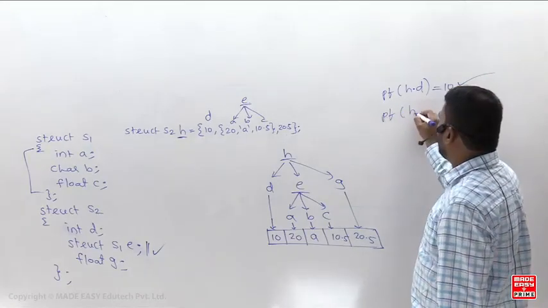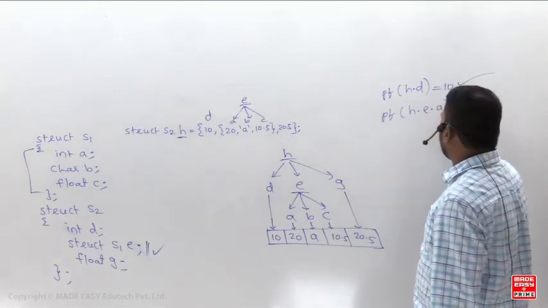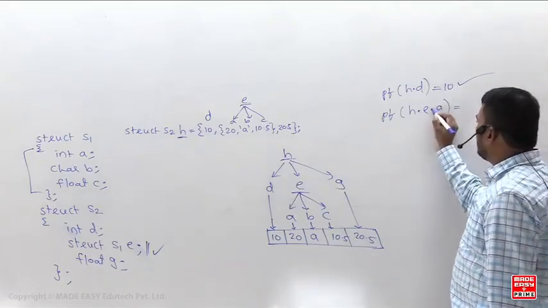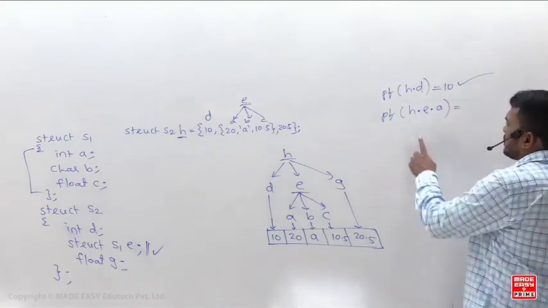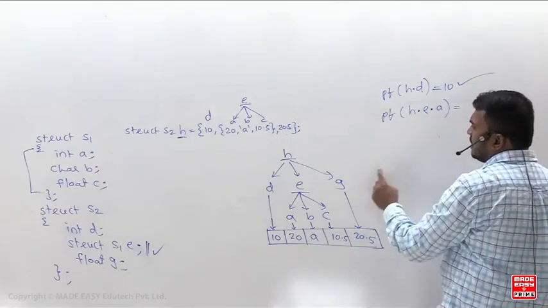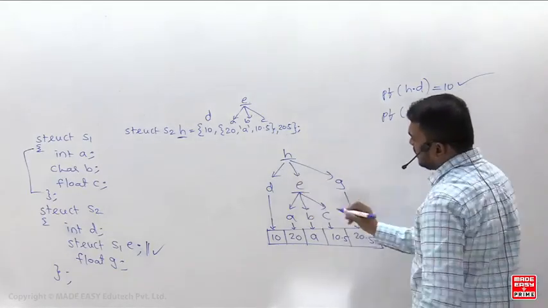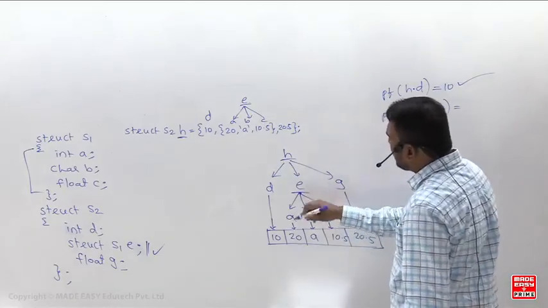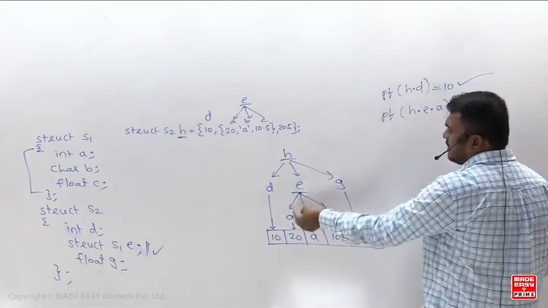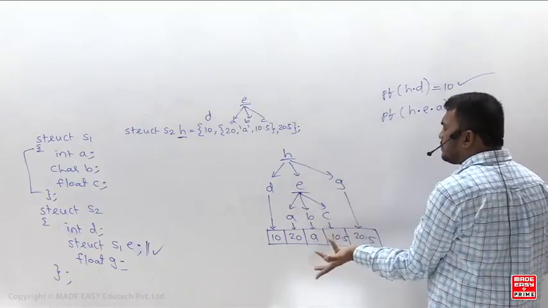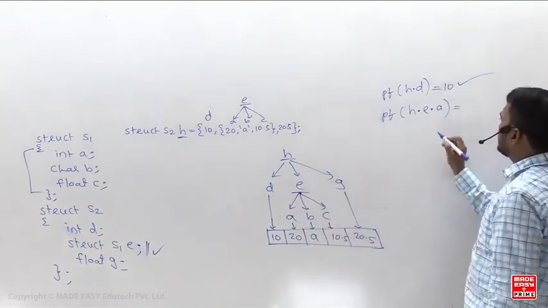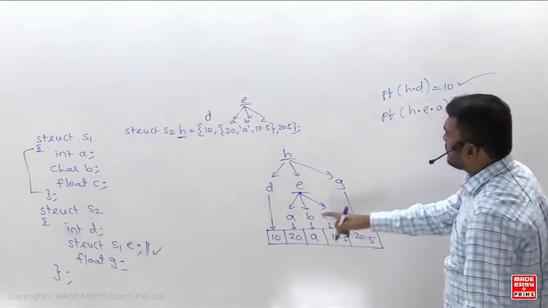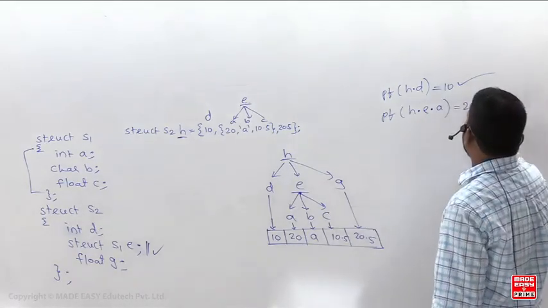And next if I say printf h dot e dot a, what will print? H dot e dot a. So look at here, h dot e means you are standing here. E is also having three things. You should have clarity. E के अंदर a है और b है, c है. So which one you want? a चाहिए, तो then h dot e dot a बोलना चाहिए. So a is how much here, that is 20. So 20 is printed.